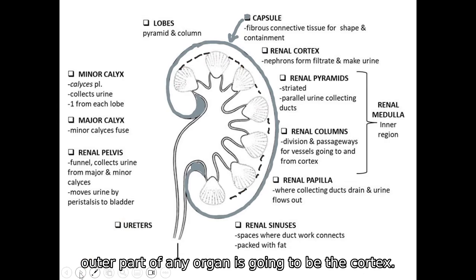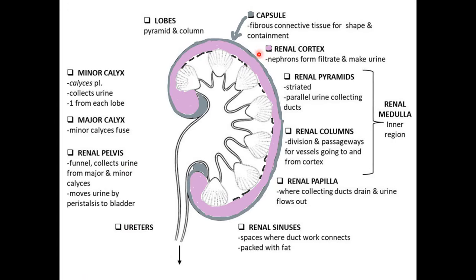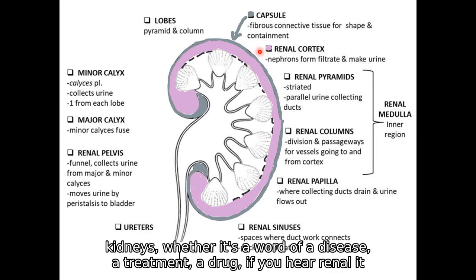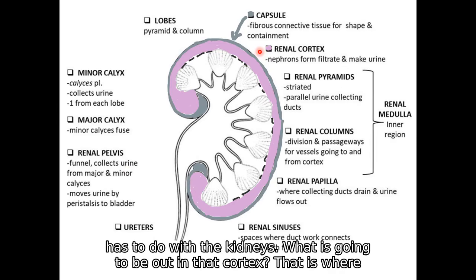And the outer part of any organ is going to be the cortex. Since we're talking about kidneys, it's going to be the renal cortex. The word renal always refers to kidneys, whether it's a word of a disease, a treatment, a drug. If you hear renal, it has to do with the kidneys.